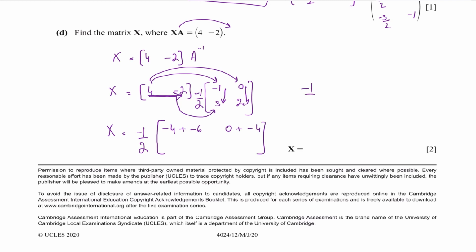So now we have minus 1 upon 2 multiplied by minus 10, and then 0 minus 4 is going to be minus 4. So minus 1 upon 2 times minus 10 is going to be positive 5, and minus 1 upon 2 times minus 4 is going to be positive 2. So let's just write our answer here, 5, 2. And there you have it.